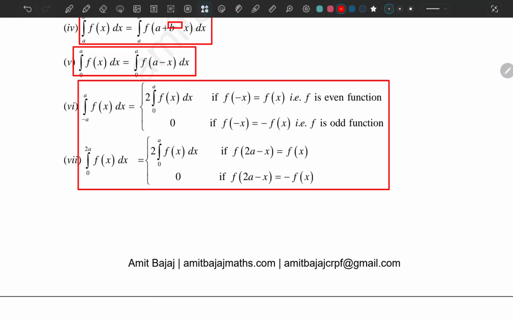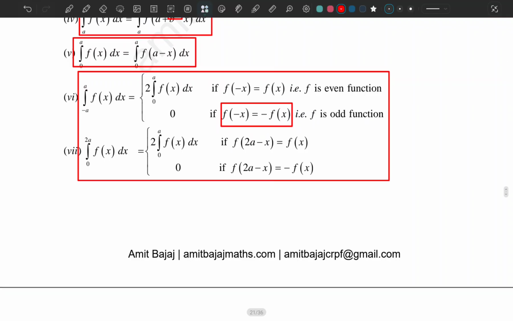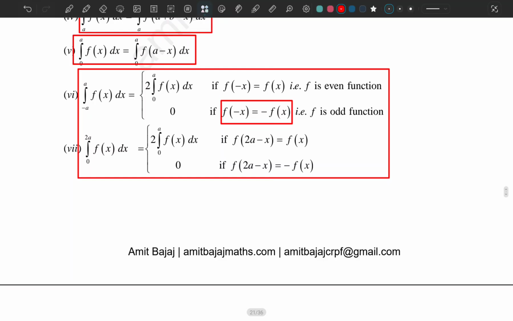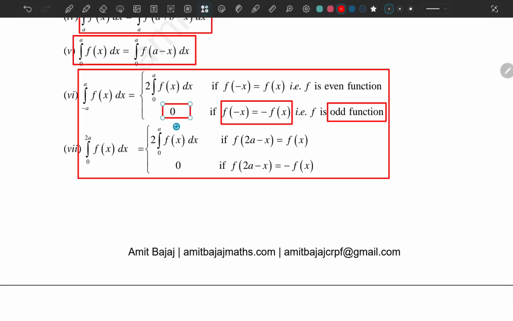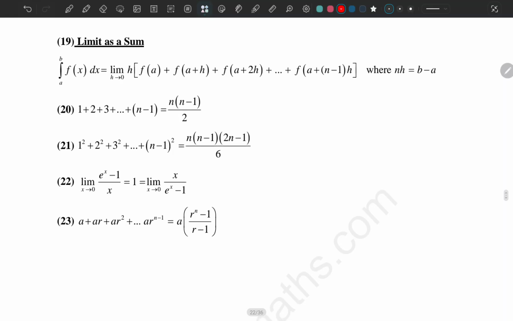The integral from negative a to a of f of x dx: you have to check your function. Just replace x with negative x and check whether it comes out as the negative of f of x or the positive of f of x. If it comes out as negative f of x, then your function is odd and the integral comes out to be 0. And if it comes out as positive f of x, then it is 2 times the integral from 0 to a. Right?